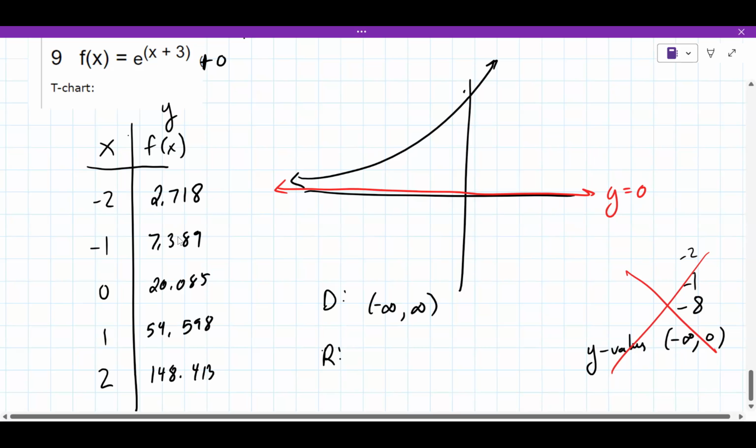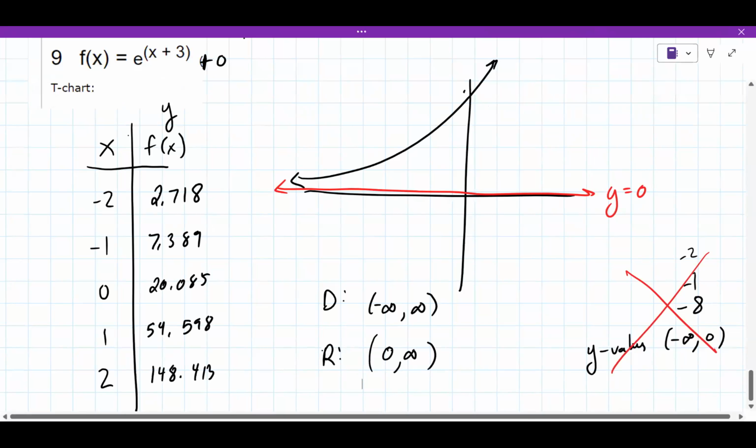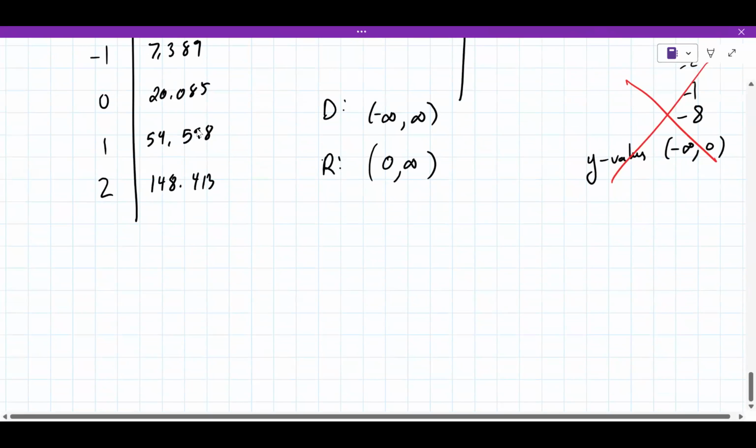Then what happens to the y values? What do you see in your table here? Is it growing or getting negative? It's growing. So this time it would be 0, comma, positive infinity. Yes, good. Okay. Really good.